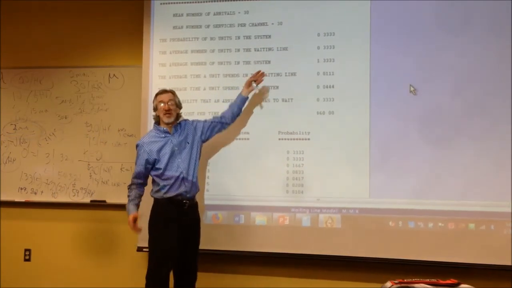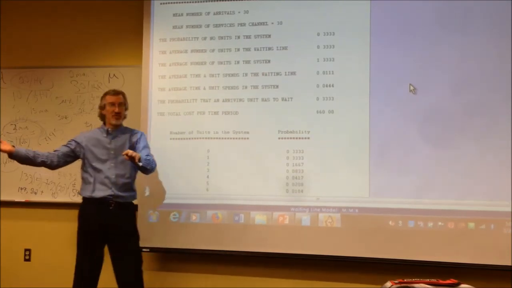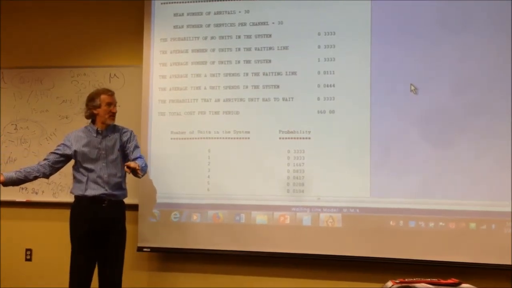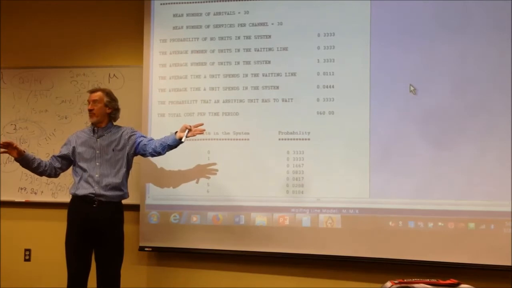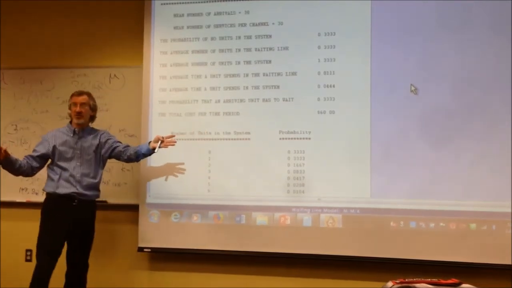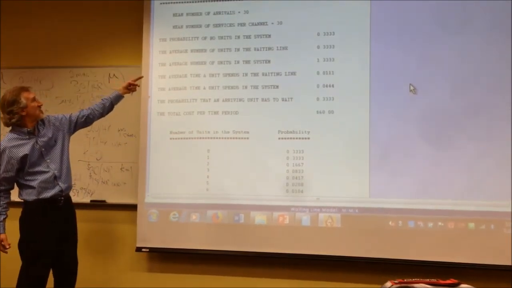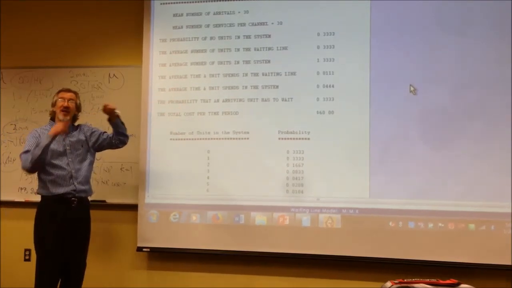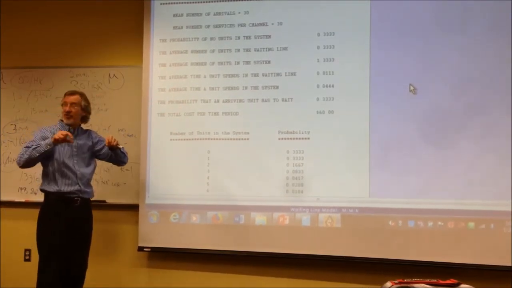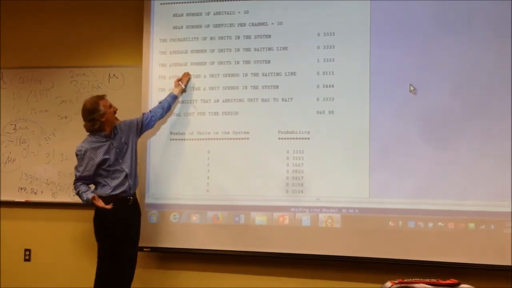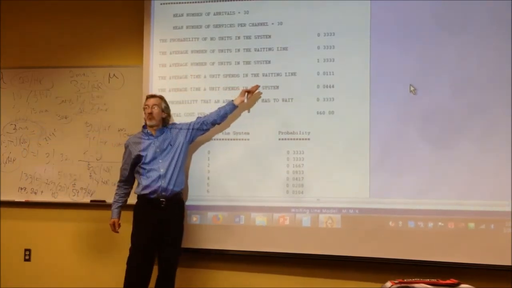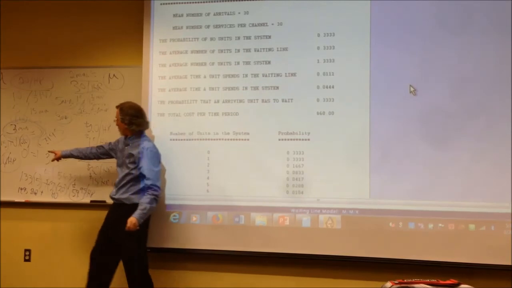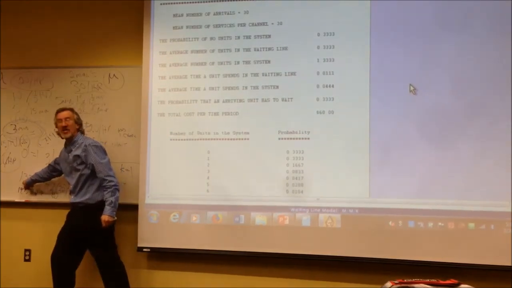There's 0.33. Remember when we used that table? There was a 1/3 chance, probability of no orders in the system, and Joe and Fred could break out the gloves and play catch. The average number of units waiting, 0.333. We calculated, remember, and then we had to add it to 30 over 30, which is 1, to get our L, the average number of units in the system, 1.33, which is what we used to get that total cost, economic analysis.